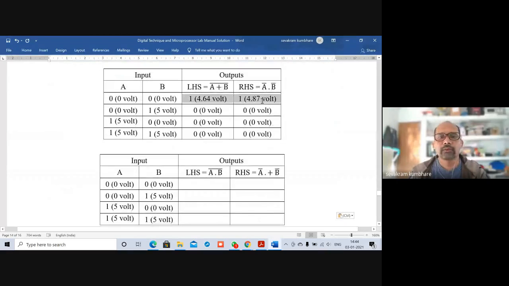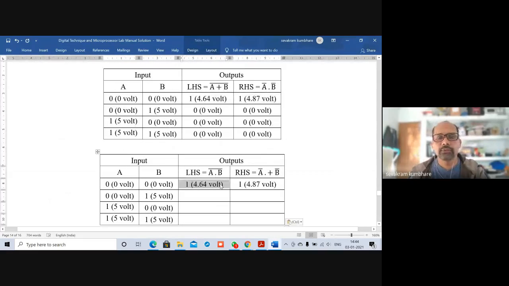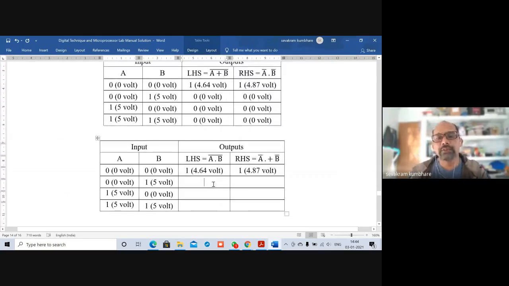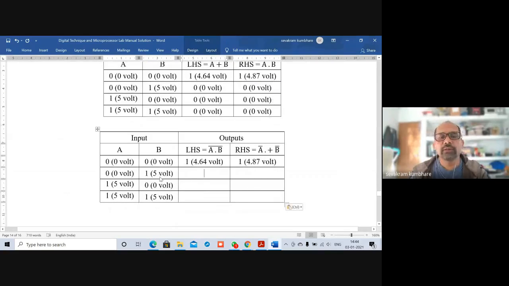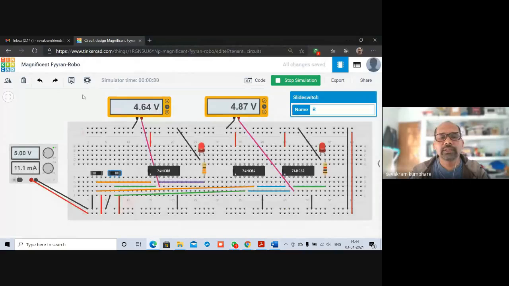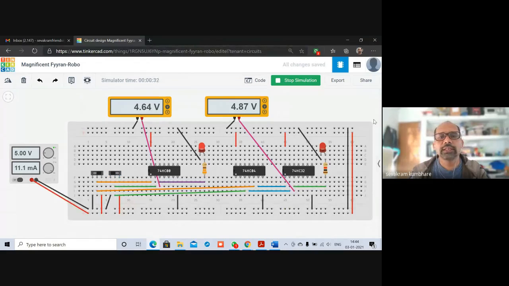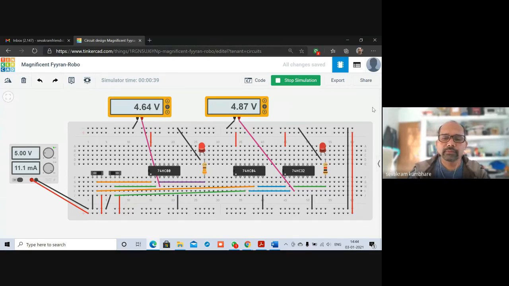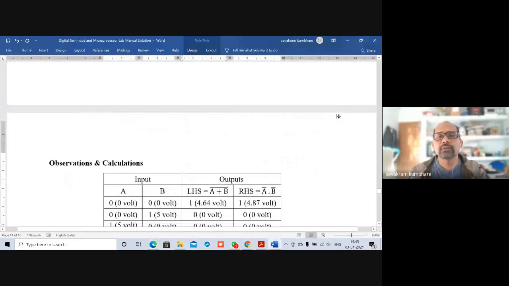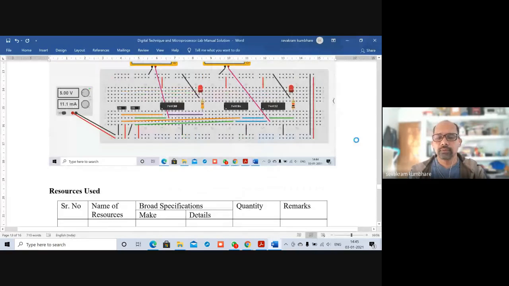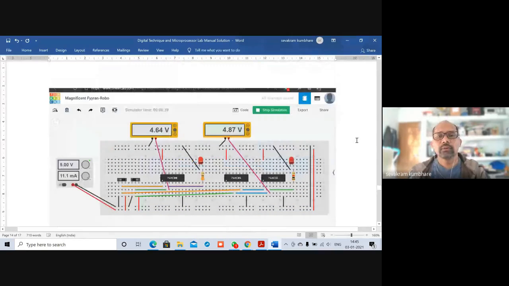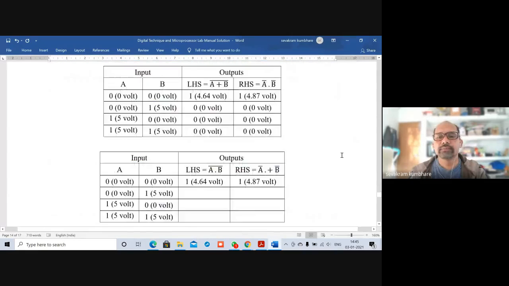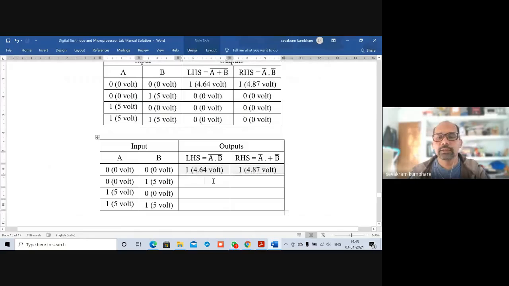So what we got at this position. What is the next combination? 0 and 1, right? I'll make this 0 and this 1. Okay. What is the LED status and what is the output voltage? 4.64 volt and 4.87 volt. And both LEDs are on, right? So you can note it down over there. Same we are getting. I'm just copying it and pasting it over here.